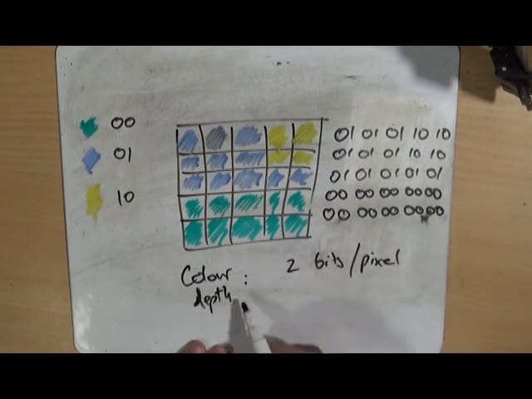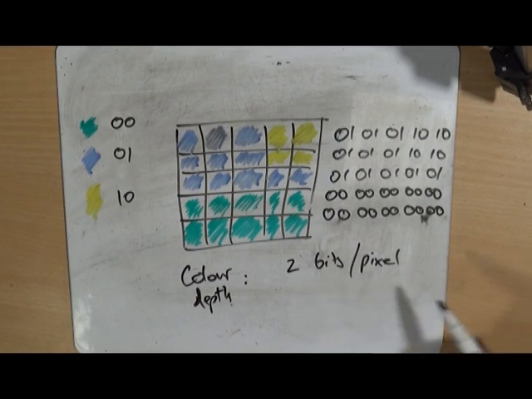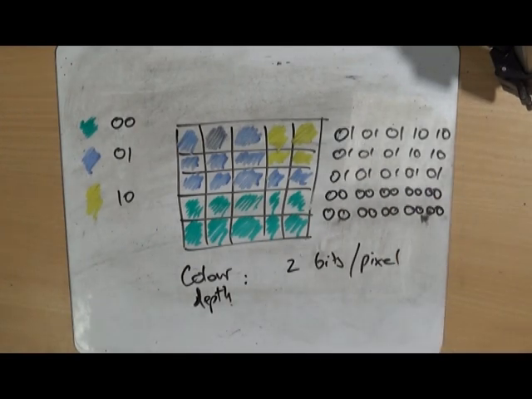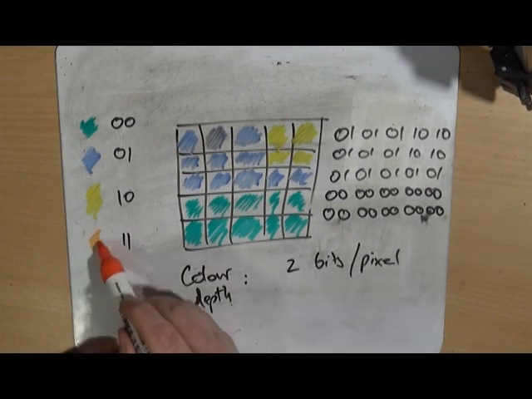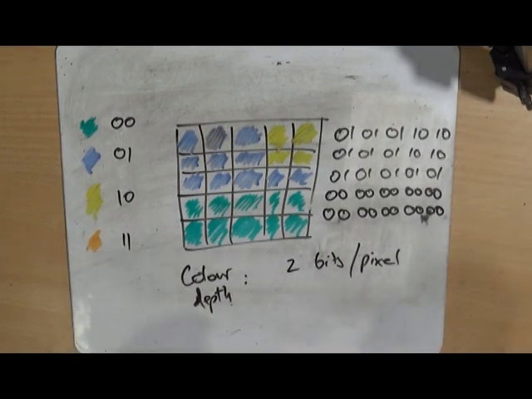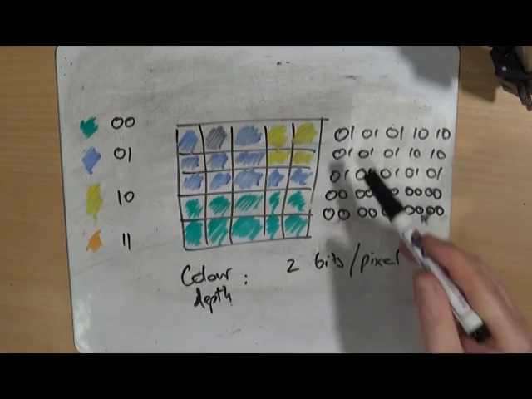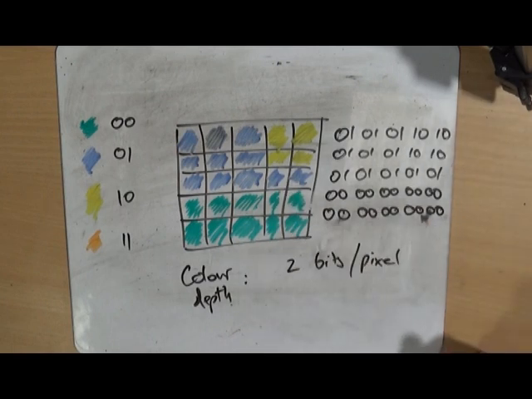So the colour depth of my image is 2 bits per pixel. That means for each pixel I'm using 2 binary digits, or for each 2 binary digits I've got 1 pixel. And that will give us potentially 4 colours, because there are 4 possible combinations. So I could perhaps add some red to my image, or it looks more orange there, but it is a red pen. So I could add a 4th colour to my image without having to increase the colour depth.